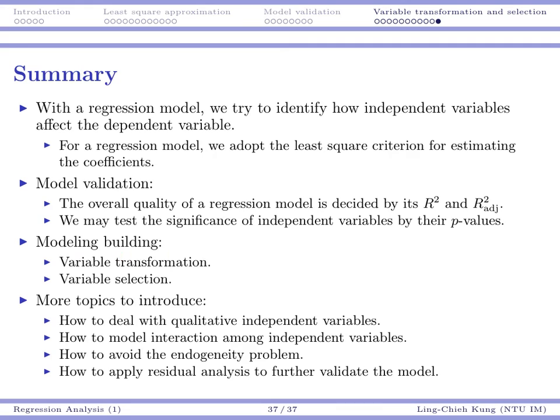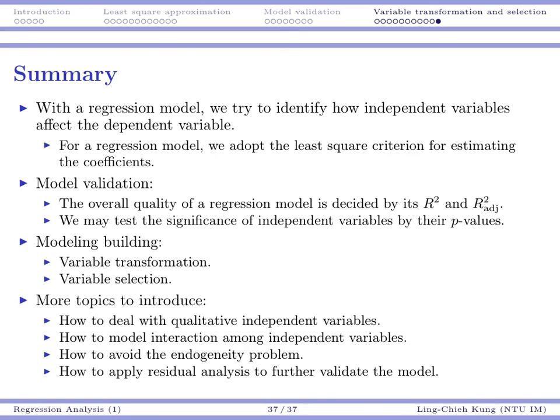When we have the model building issue, we need to worry about whether we need to do variable transformation, and variable selection is also a tedious but important process. So these are something we did today. There are some more things to introduce in future lectures. We need to know how to deal with qualitative independent variables. Okay, that's very important. We need to know how to model interaction among independent variables.